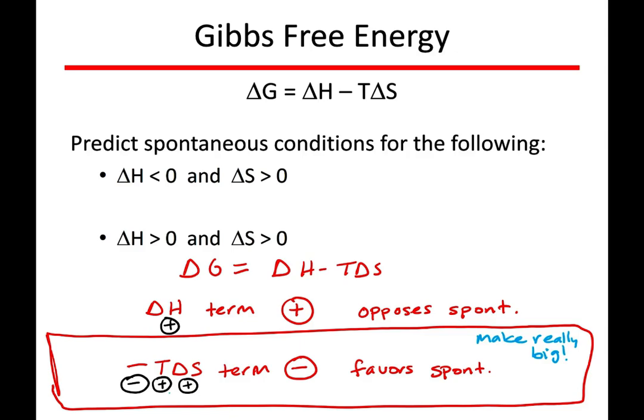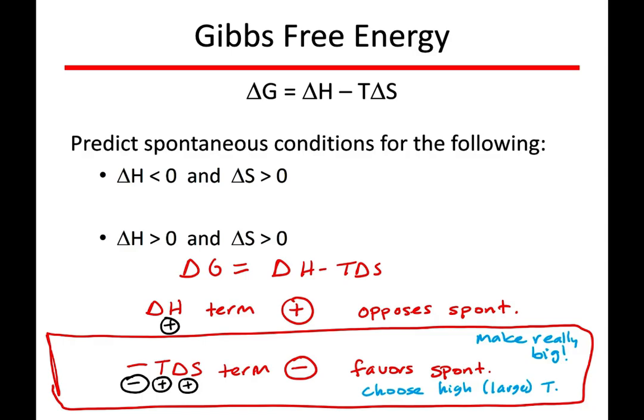To make the negative T delta S term really big, you have to pick a big value for temperature. So choose high temperature, or a large temperature. And that will make the process spontaneous. So that will allow you to drive the reaction. Even though the delta H term opposes spontaneity, if you make negative T delta S so big and so negative, delta G will end up negative and the process will happen. So what we would say is that this process is spontaneous at high temperatures only.